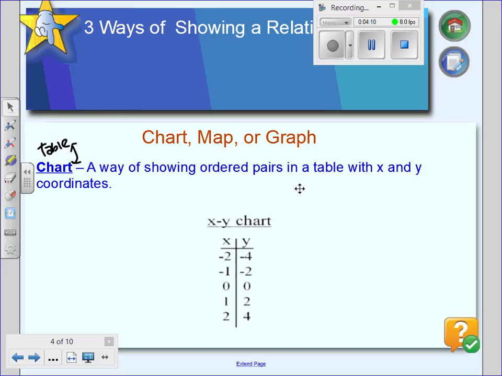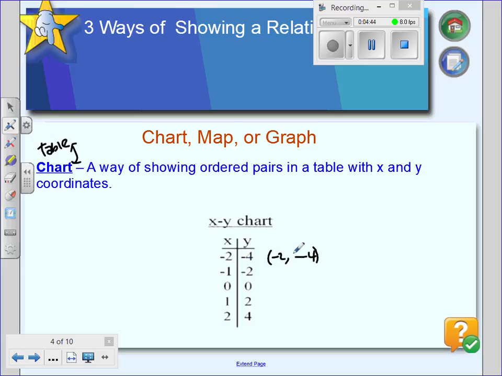It's a way of showing ordered pairs in a table with x and y coordinates. I can set up my table, label the columns x and y, x is always first, and then I list the points. I list my x's and then their corresponding y's. The y's that go with those x's are listed in order. So I should be able to read across and see the point (-2, -4) is an ordered pair in my relation, and it's written so that they match up along the row together.